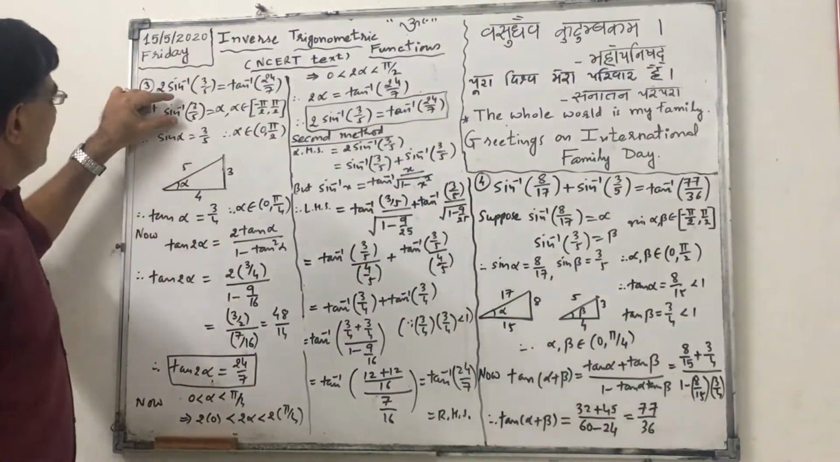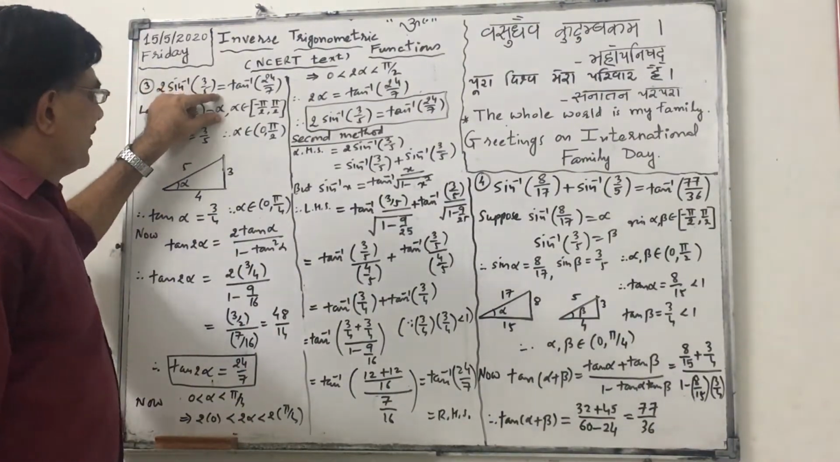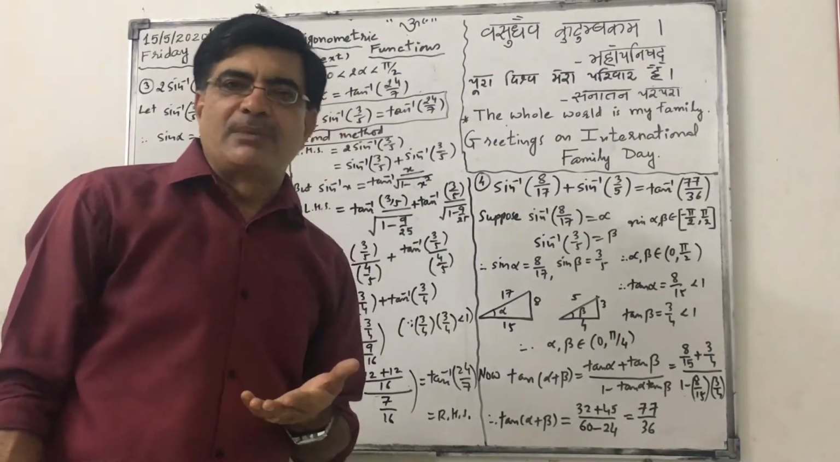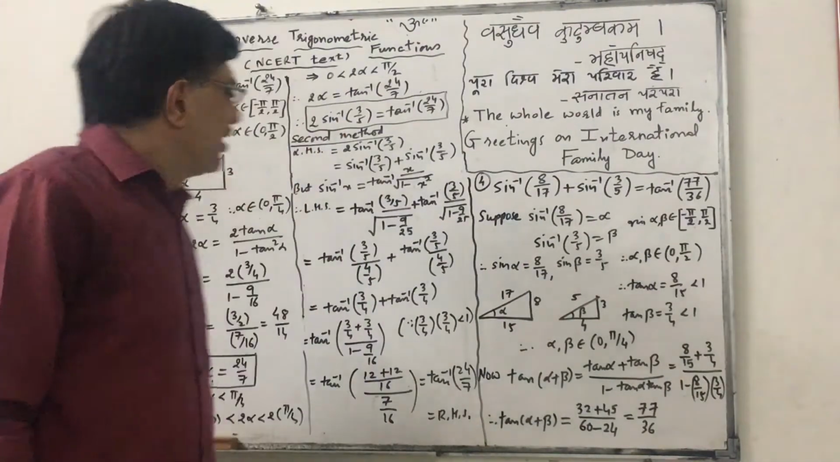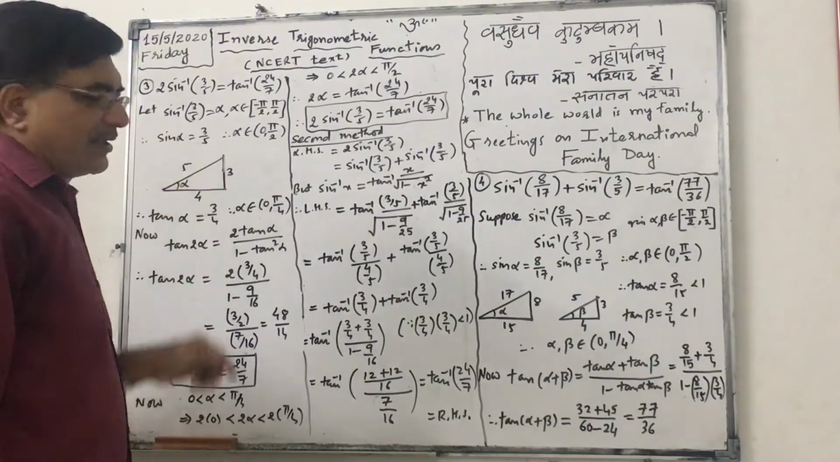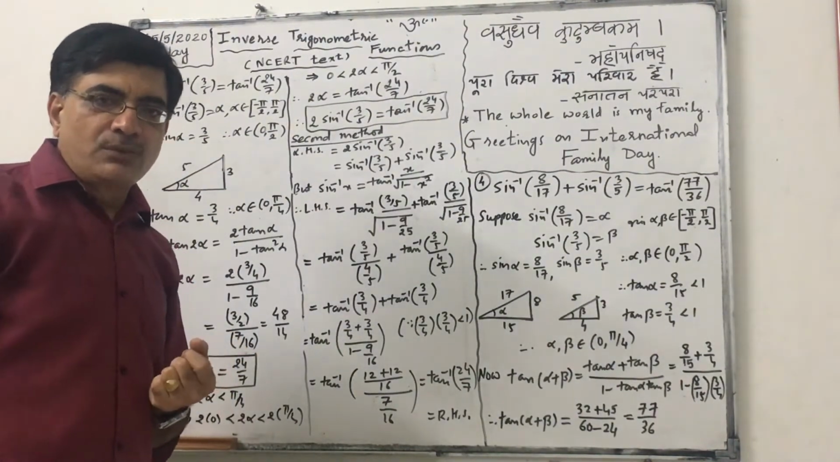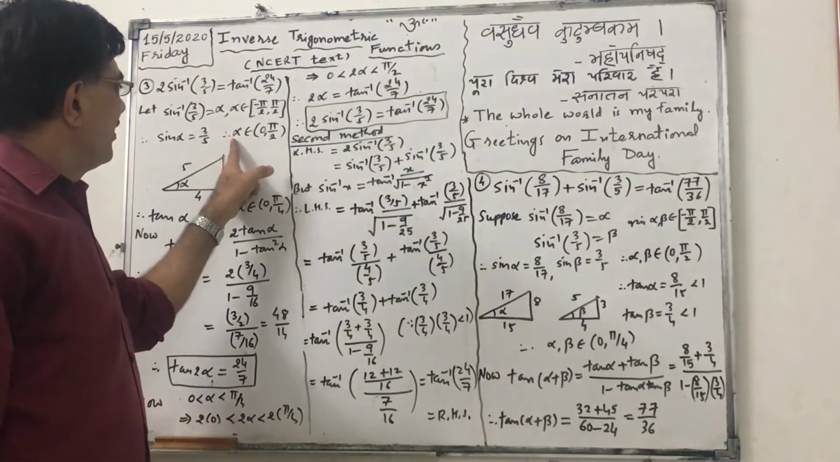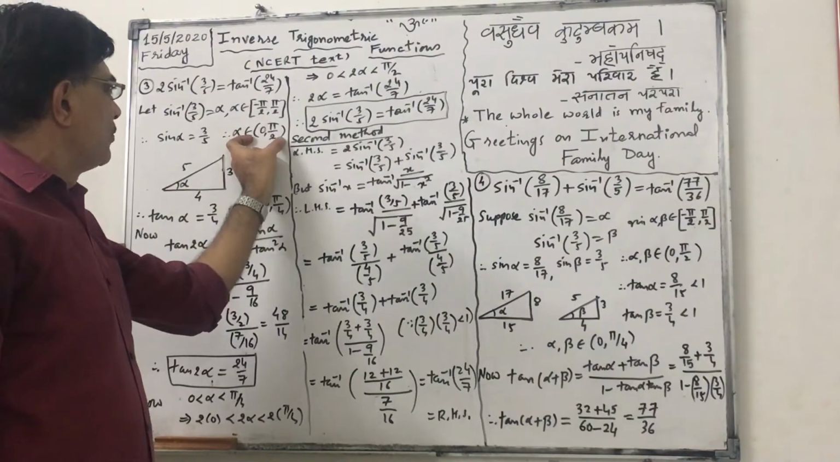Let sin inverse of 3 by 5 equal alpha. So alpha must be in the range of sin inverse, that is the closed interval minus pi by 2 to pi by 2. From this, sin alpha will be equal to 3 by 5. But 3 by 5 is positive, so first quadrant. Moreover, it is neither 0 nor 1, so the angle is actually in the open interval 0 to pi by 2.